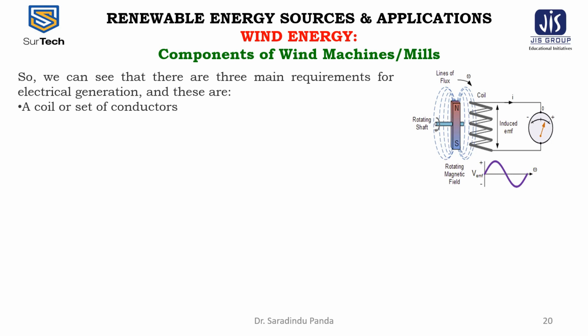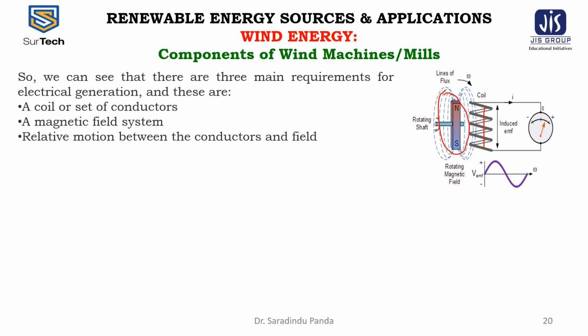So we can see that there are three main requirements for electrical generation, and these are a coil or set of conductors, a magnetic field system, and the relative motion between the conductors and the fields.